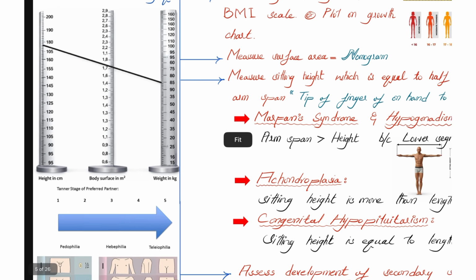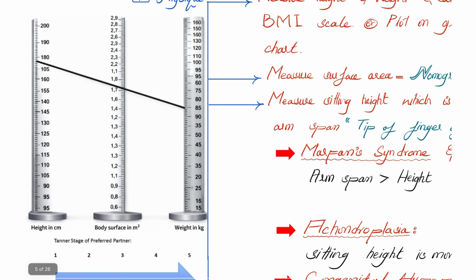As you see in the nomogram, on the right hand we have the scale for the patient's weight, and on the left scale we plot the patient's height in centimeters. So the middle scale, when you draw a line between two scales, the number it touches on the middle scale is the body surface area of the patient in meters square.